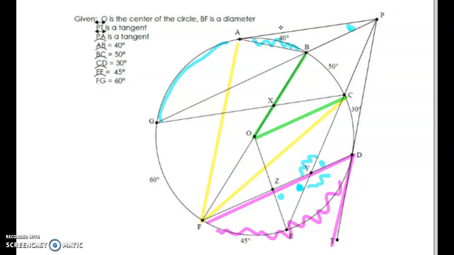Are they linear pairs, vertical angles, triangles that are happening here? Realize that they gave you this is a diameter. So this has to be 180 and that has to be 180, and use that to your advantage. All right, hopefully that helped you a little bit if you needed some help.